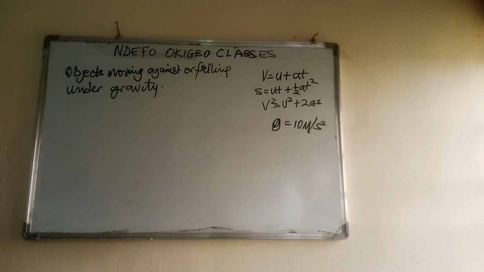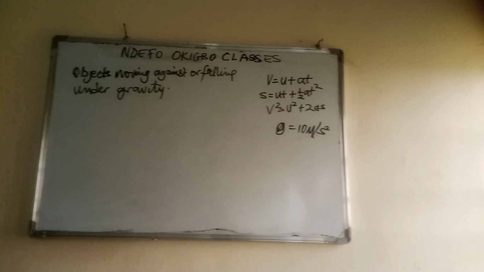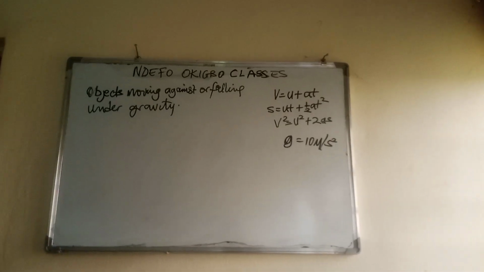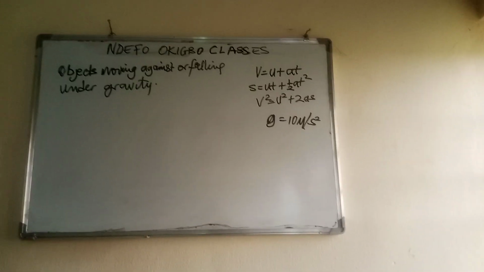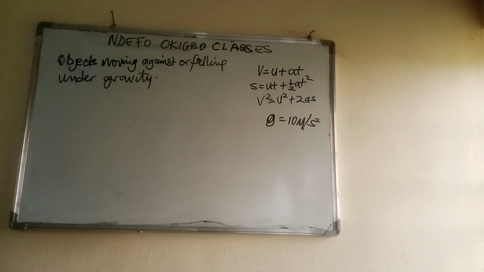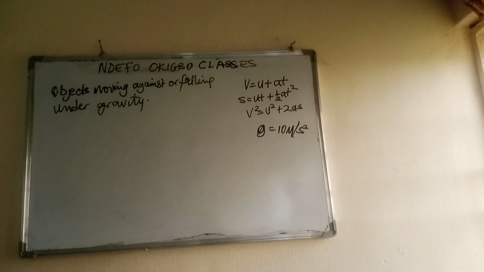Let's look at the question now. The question says, a stone is thrown upward with a velocity of 14 meters per second. How high does it reach, and how long does it take to get to that height?